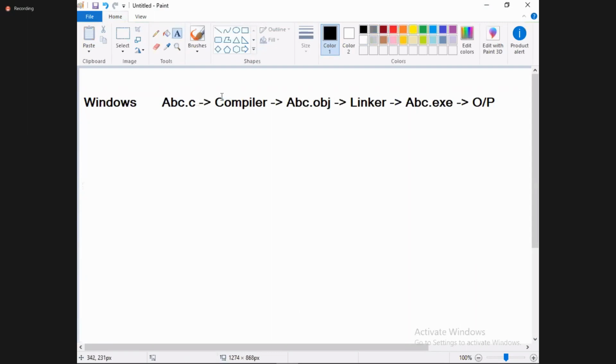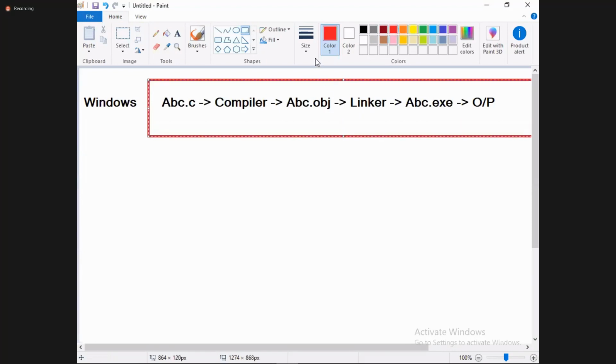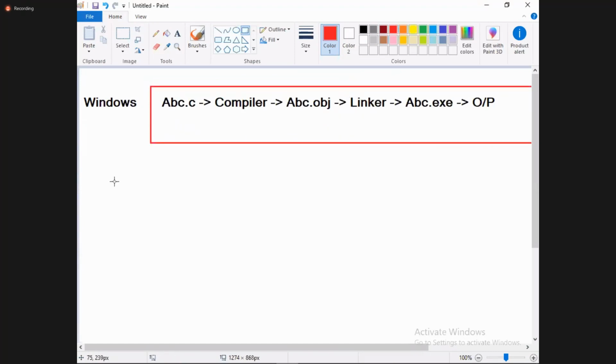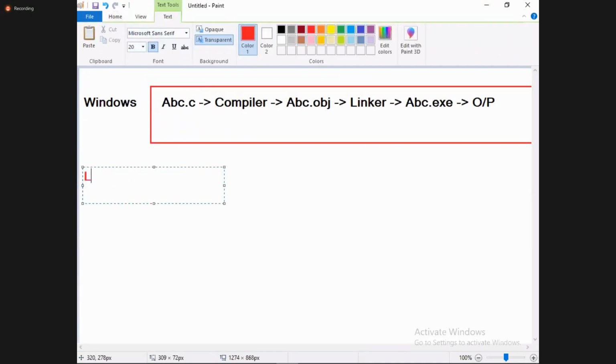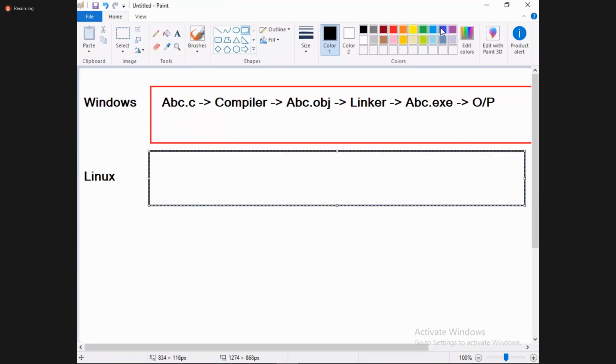Fine. Now I want to run this program in a Linux operating system. To run a program, what do you need, source code or compiled code? Compiled code. Already this abc.c is compiled in Windows. Can I take that compiled program to Linux directly? Possible or not possible? Not possible. Why not possible? Because C and C++ programs are platform dependent.